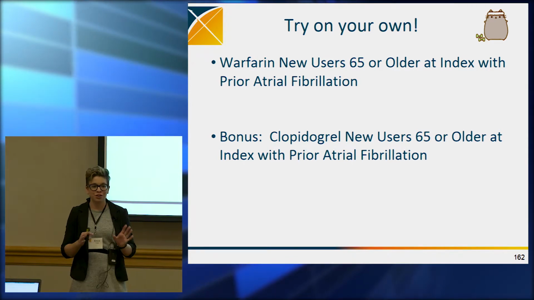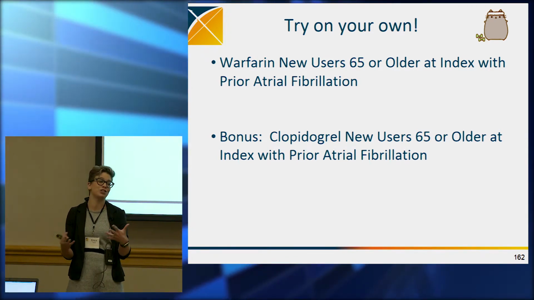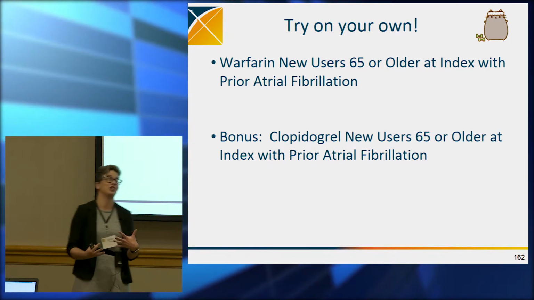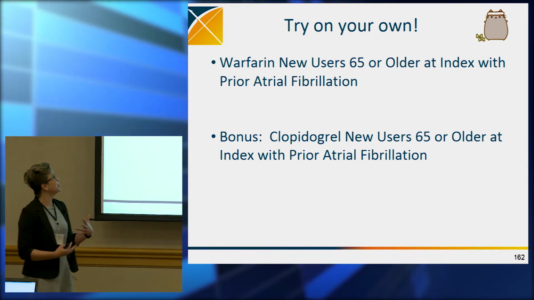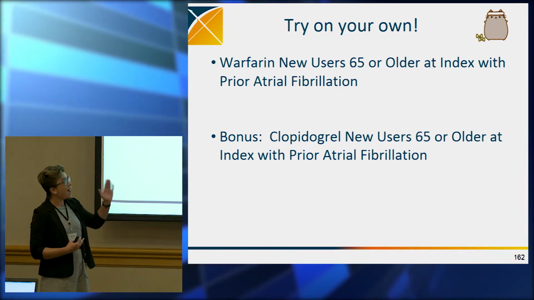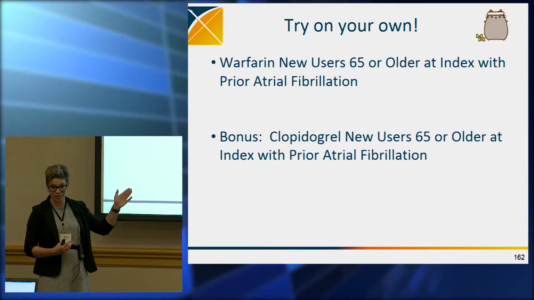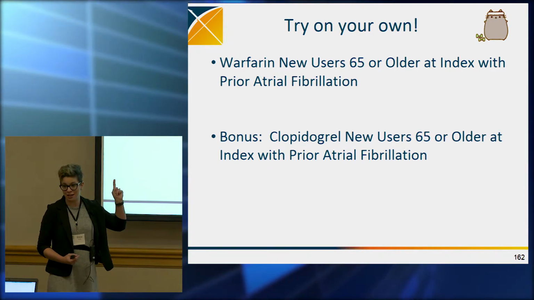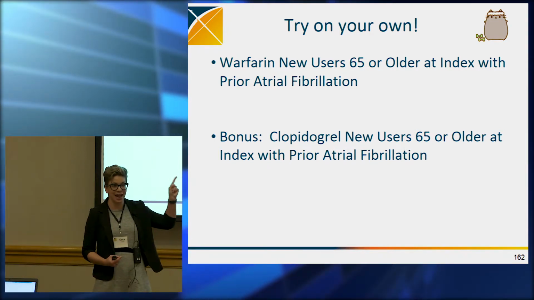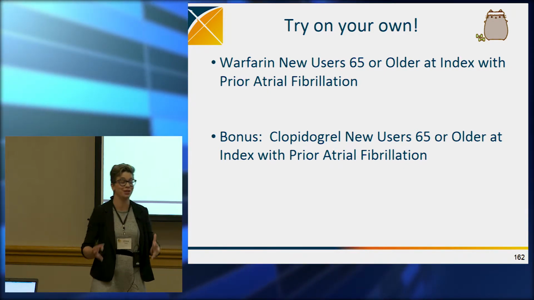Okay, these two queries should not be in your SQL file, but you have all the information to do this, and I believe in you. The first thing that we're going to do is find Warfarin new users that have prior atrial fibrillation, which is the exact last thing that we just did. All you're going to do is add in the person and try to add in that age requirement, which was also in a prior query, so you should be able to do it.